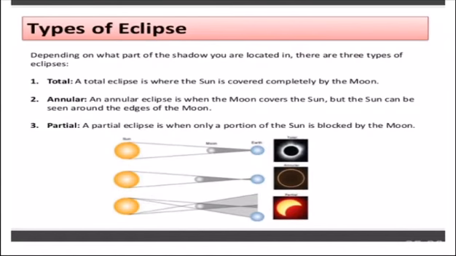Girls and guys, depending upon what part of the shadow you are located in, there are three types of eclipses. Note down: the first is total, where the sun is covered completely by the moon. You can see from the diagram as well, it's right below. Next comes the annular eclipse, when the moon covers the sun but the sun can be seen around the edges of the moon. Next comes the partial eclipse, when only a portion of the sun is blocked by the moon.